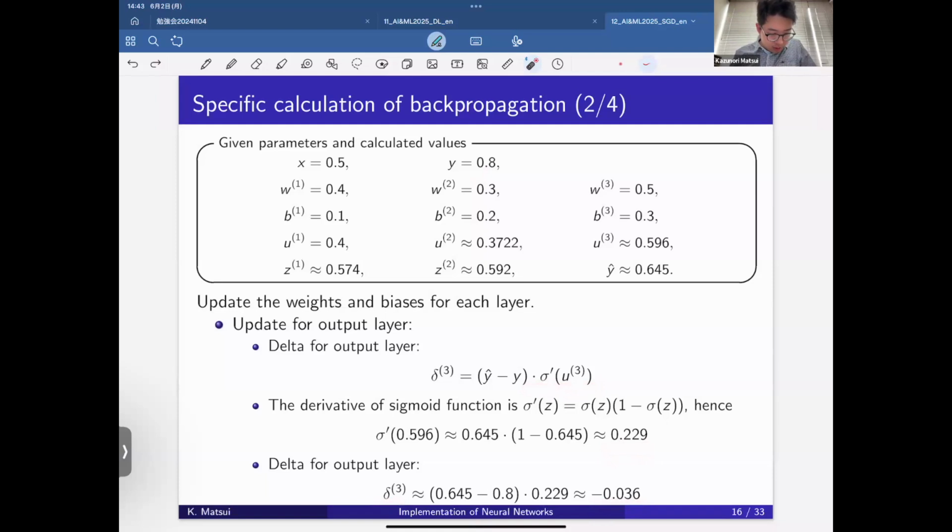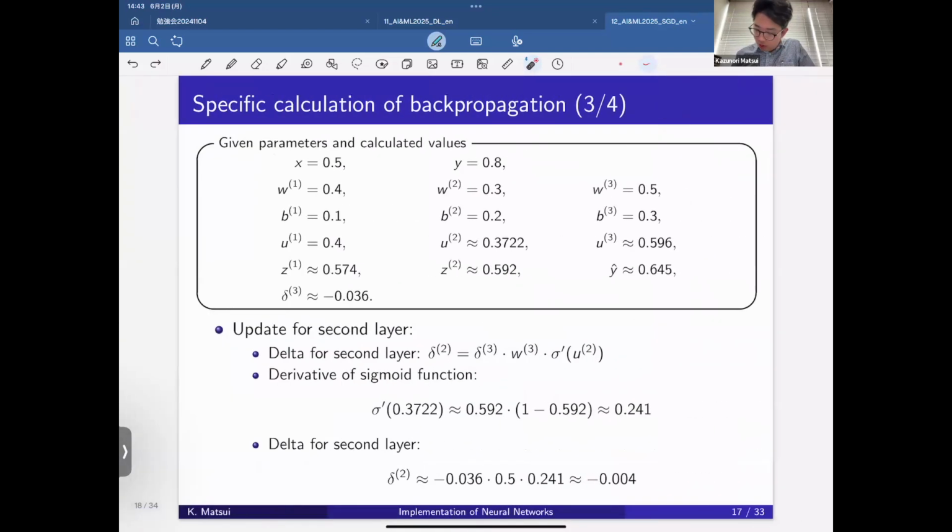Since delta 3 is determined, delta 2 is determined. The update formula for the second layer was like this. Delta 3 was calculated before. Z2 is already determined as a parameter from the beginning during forward propagation. So we know these two. So we need to calculate sigma prime u2.